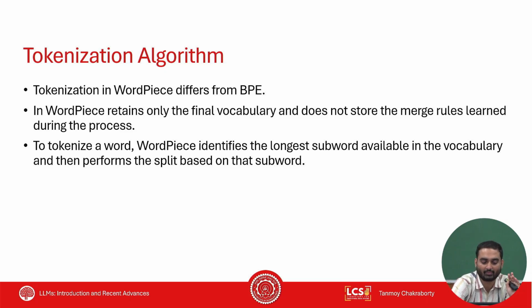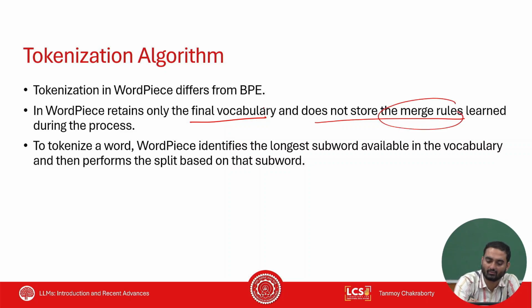Here, in case of WordPiece, we will not use any rule. We will not store the merge rules. We will only store the vocabulary. That's the difference here. Now, if we have only the updated vocabulary that we obtained from the training set, how do we split an unknown token, or a test token, into subtokens?